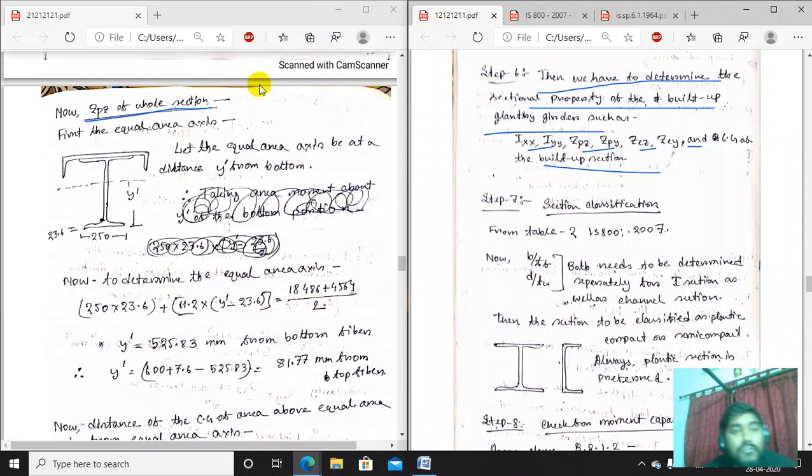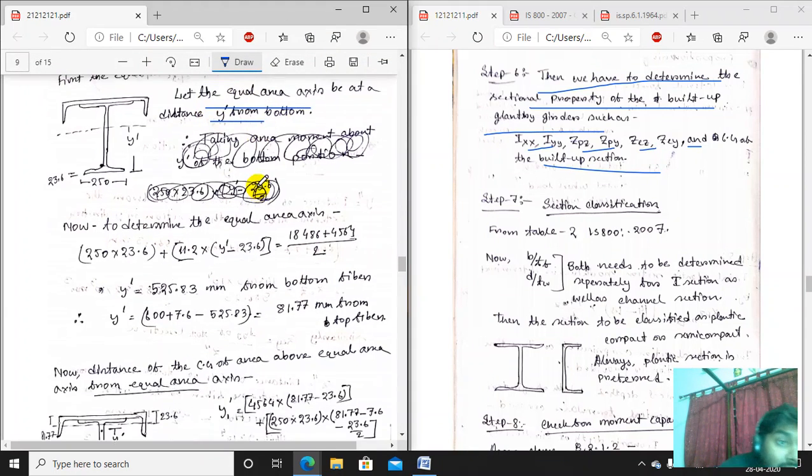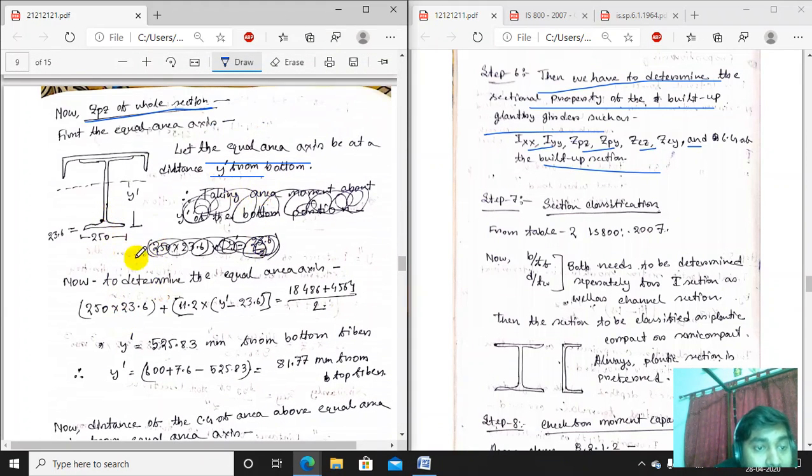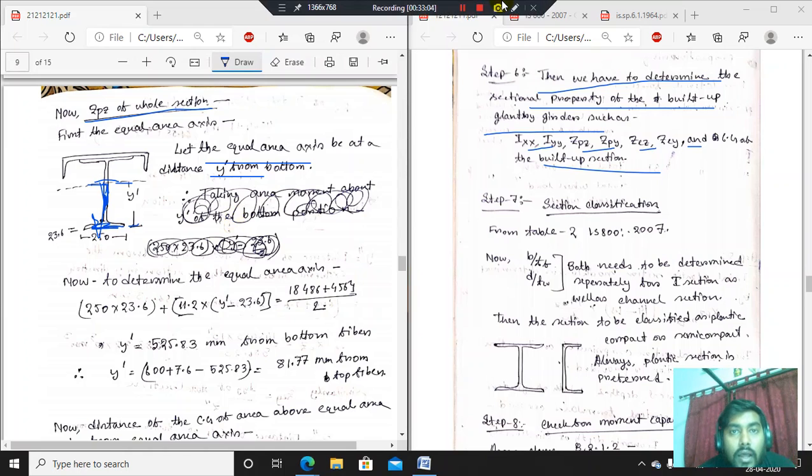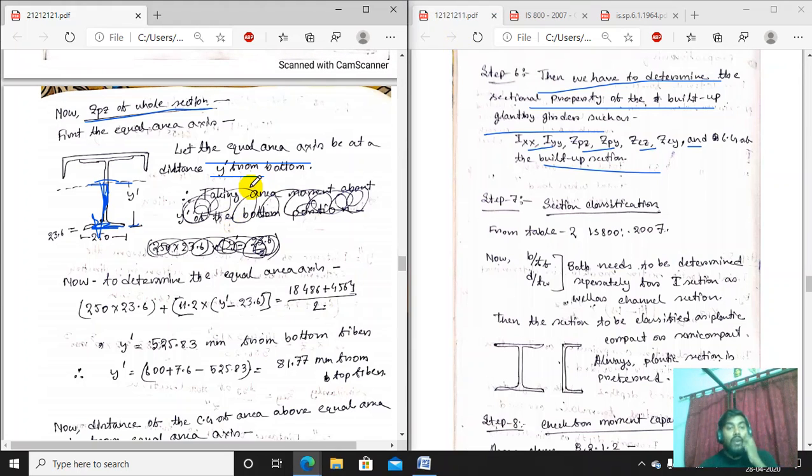So first let us find the equal area axis. Consider the equal area axis at a y dash from the bottom. As this is the equal area axis we are assuming, that area will have half of the total area. So as we are finding the equal area axis, that area will have half of the total area.